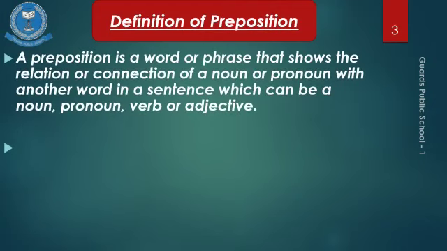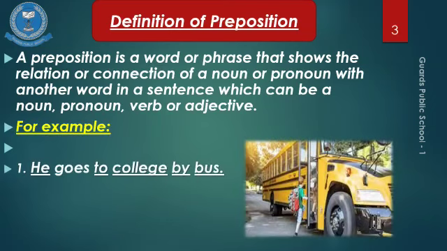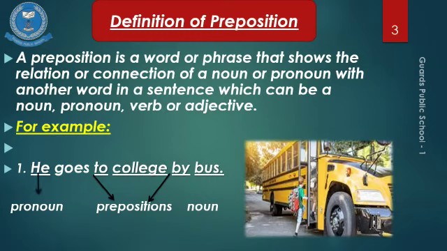A preposition is a word or phrase that shows the relation or connection of a noun or pronoun with another word in a sentence, which can be a noun, pronoun, verb, or adjective. For example, he goes to college by bus. Now in this sentence, there are two prepositions, to and by. Both the prepositions are showing a relationship between the pronoun and the two nouns. That means he, which is a pronoun, goes to college by using a bus.